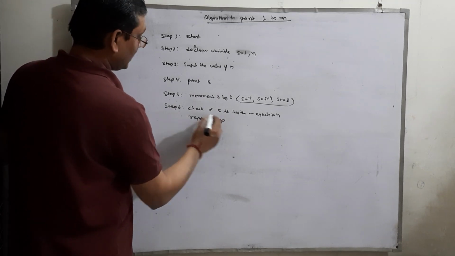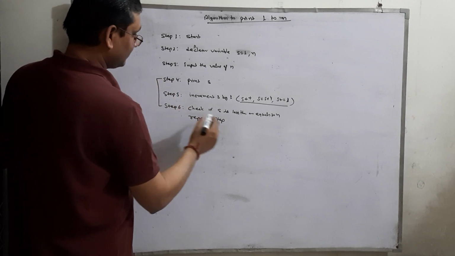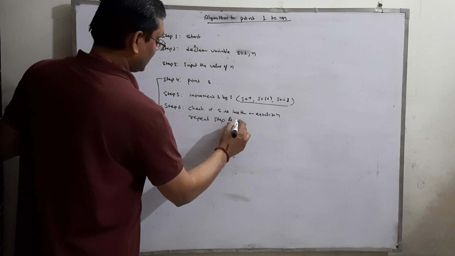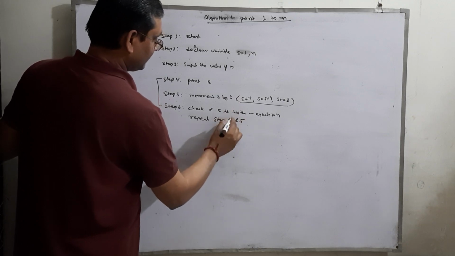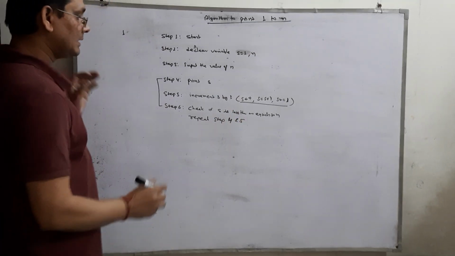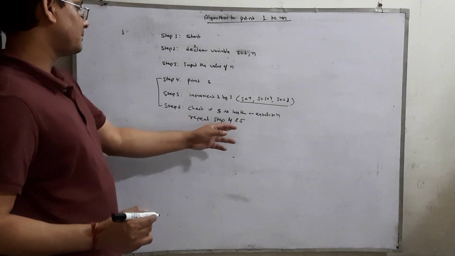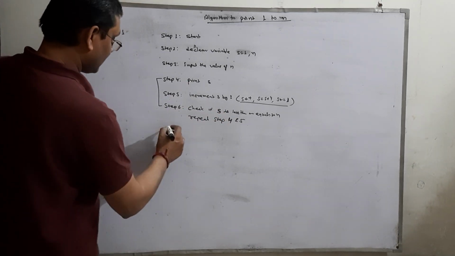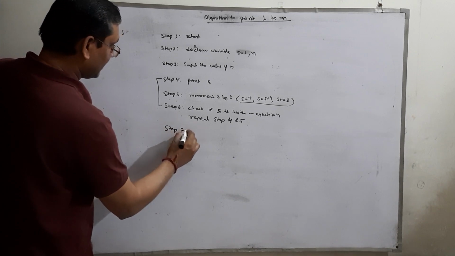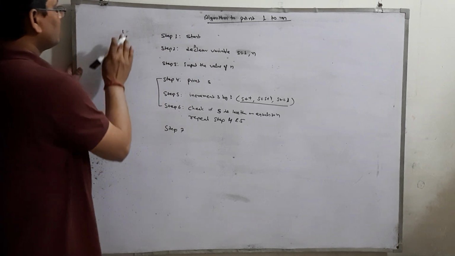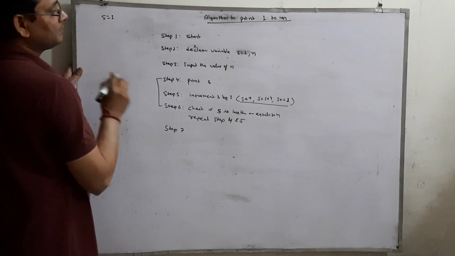Step 6, printing. Steps 4 and 5. If s is less than or equal to n, repeat steps 4 and 5. Step 7, stop. Here s is equal to 1.